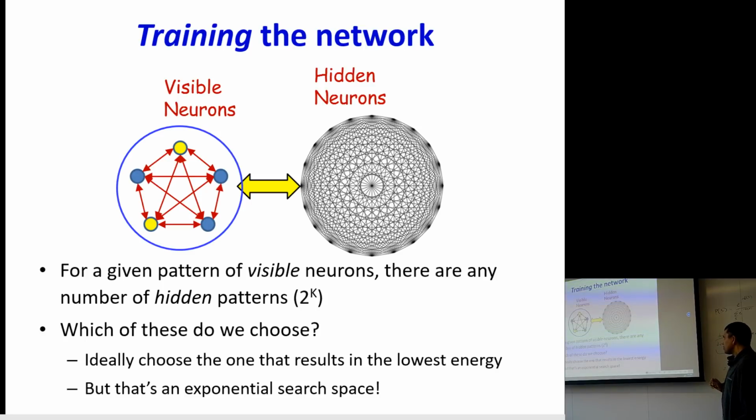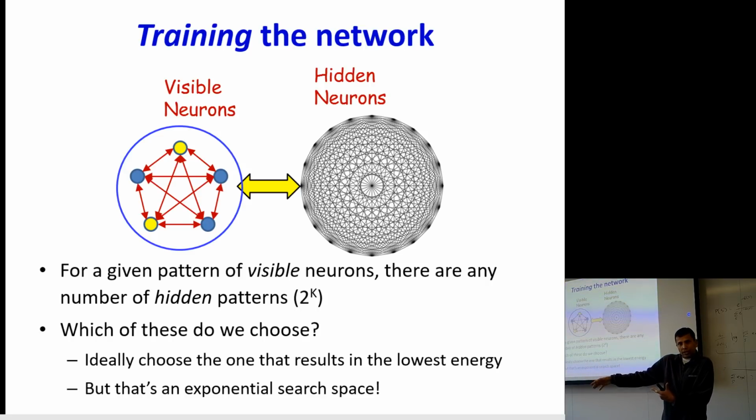So now, for any given pattern of visible neurons, there are 2 raised to k possible patterns for the hidden neurons. Now, if I want to augment the patterns that I'm trying to store with k bits, what do I set those k bits to be? Basically, I'm taking my n-bit pattern and appending a bunch of k bits to it, so that now I have many more bits and I can store more. But then I have a choice. What are those k bits going to be?